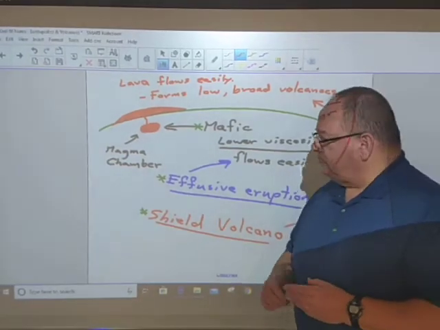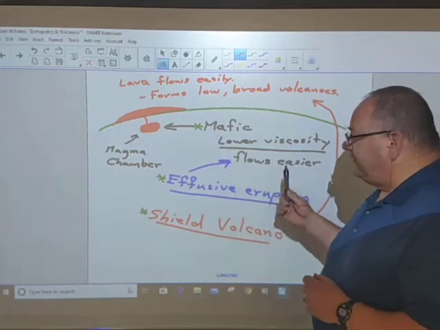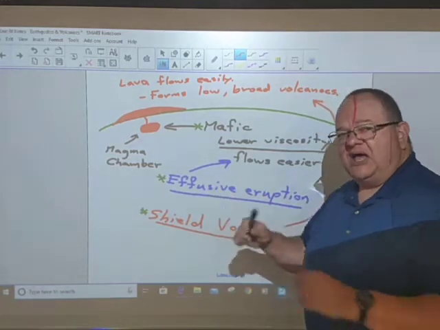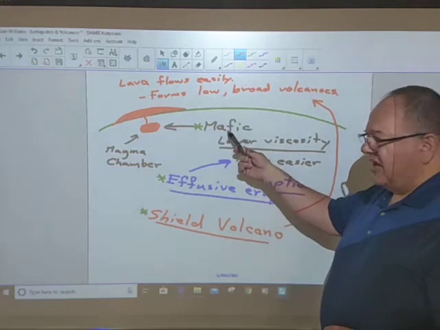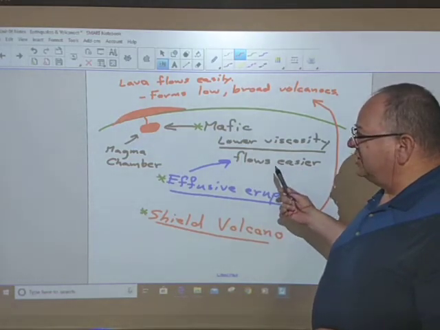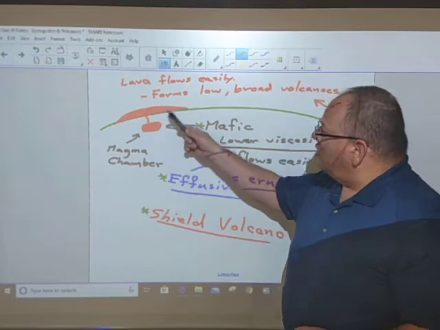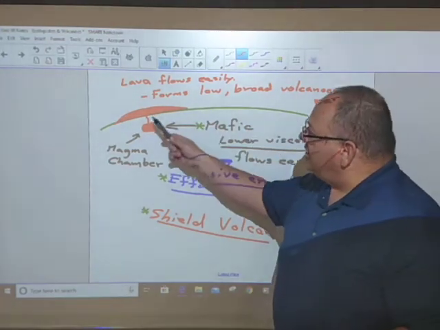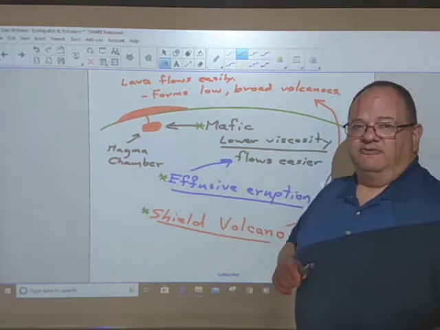That type of eruption is called an effusive eruption, where it flows pretty easily to the sides, pretty steadily. And it's related to mafic lava with that lower viscosity. So these things are related. Okay? The shape of the volcano, low, broad volcanoes, those are referred to as shield volcanoes.